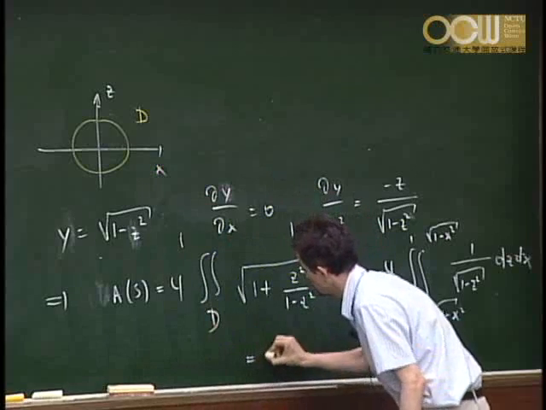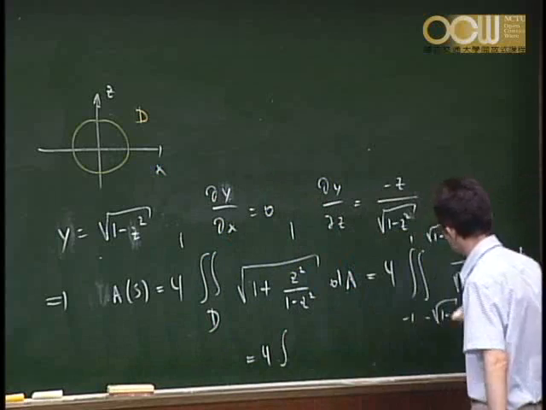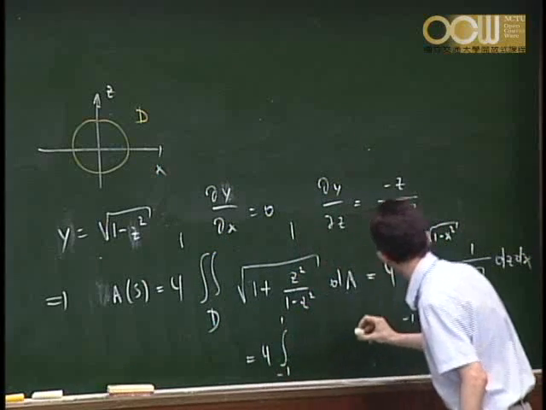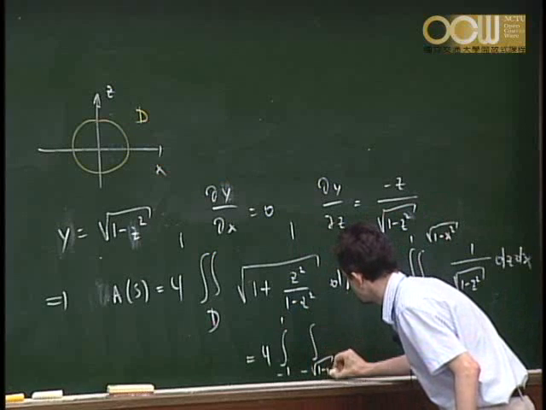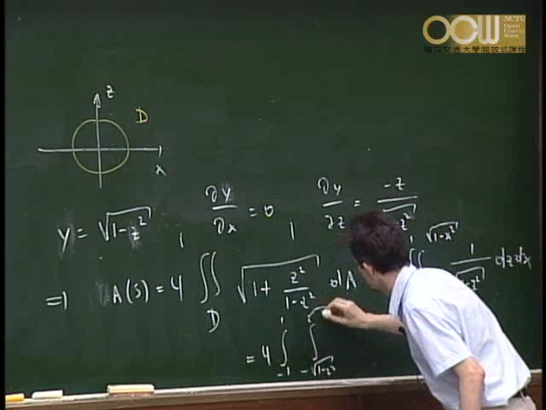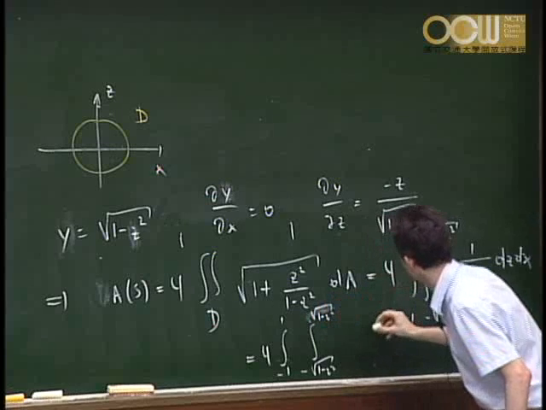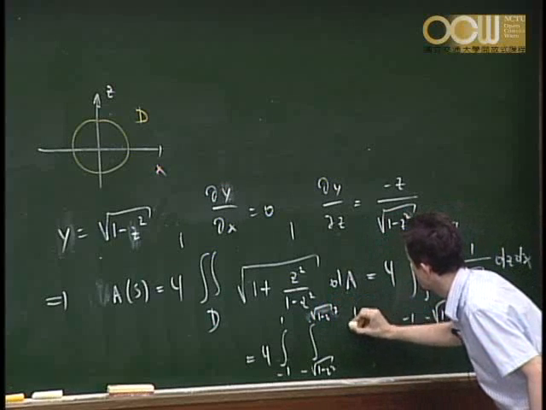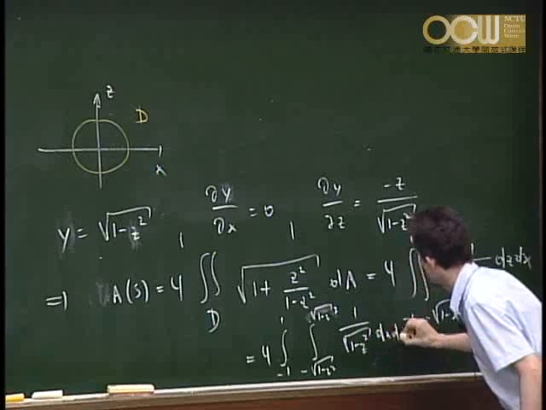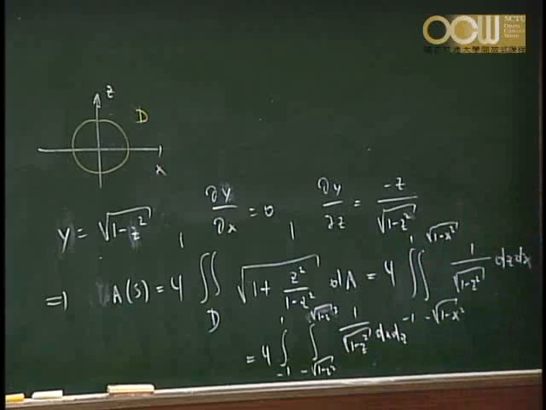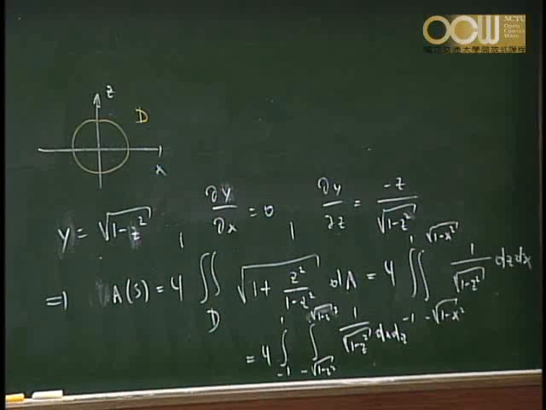So you have 4 times, and then because of symmetry you can just interchange this, and you have the integral from -1 to 1, and then the integral from minus the square root of 1 minus z squared to the square root of 1 minus z squared of 1 over the square root of 1 minus z squared dx dz. That's better because this does not depend on x. Of course, it would also be possible to solve it the other way around.